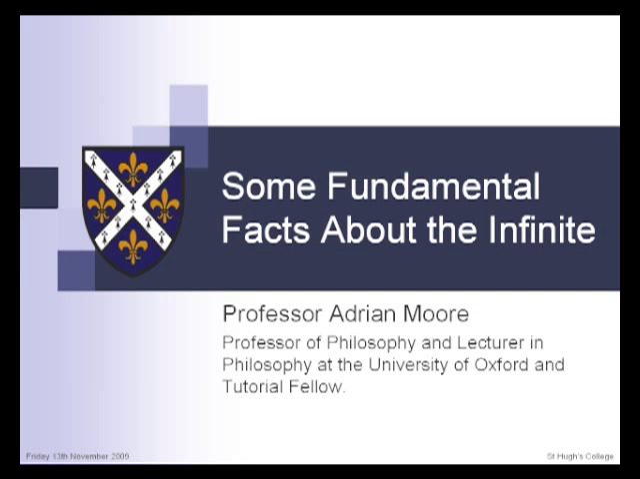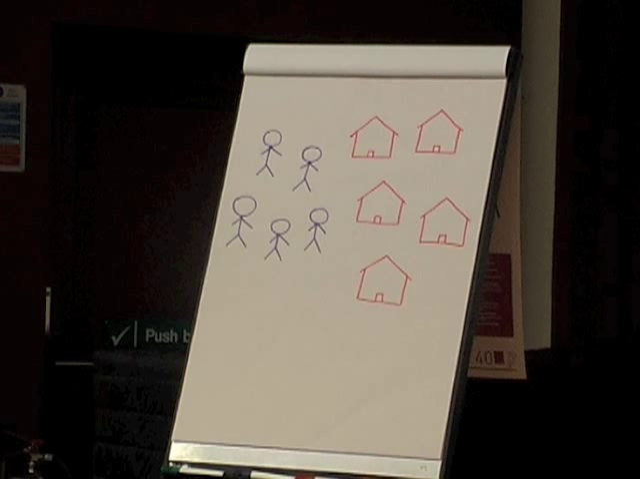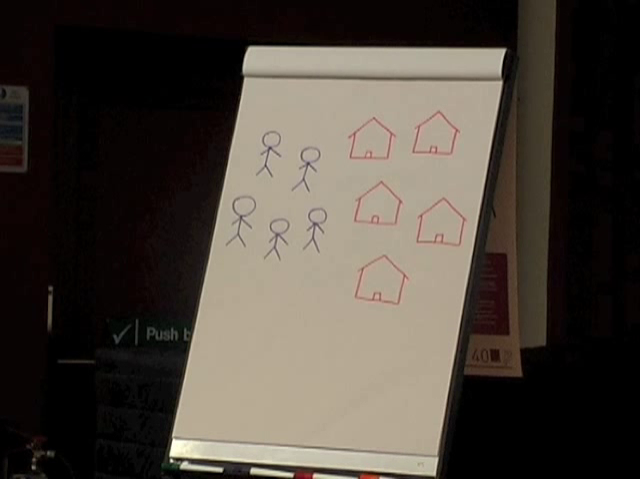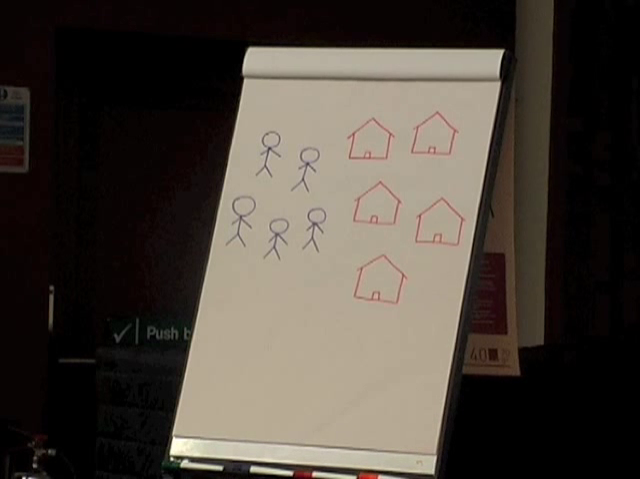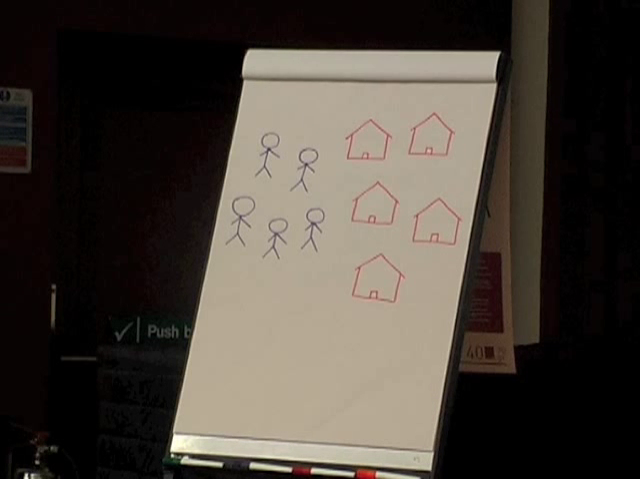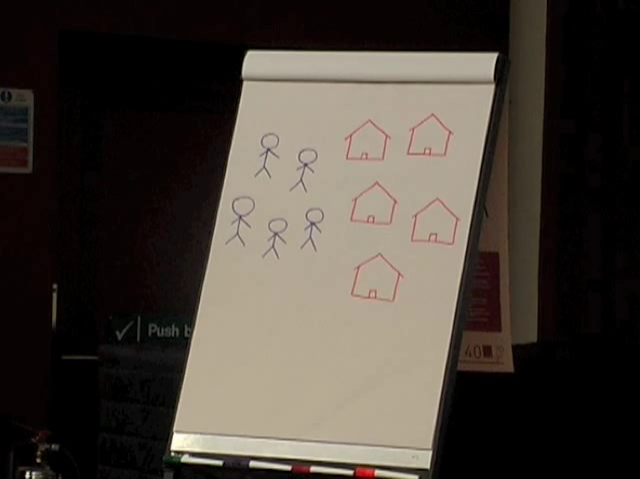The topic this evening, as you know, is infinity, and infinity raises all sorts of interesting philosophical questions. But in fact, my plan this evening is to focus on the more mathematical aspects of the topic rather than the philosophical aspects. I'm going to start with this simple diagram. You can see that this is a diagram in which there are some men and some houses. And I want to start with a very simple question about this simple diagram, which is whether there are as many men in this diagram as there are houses.